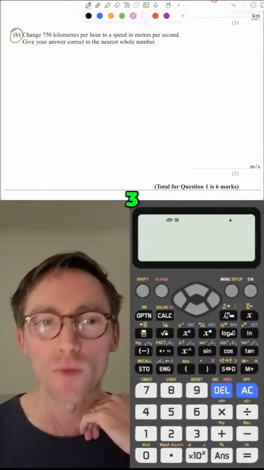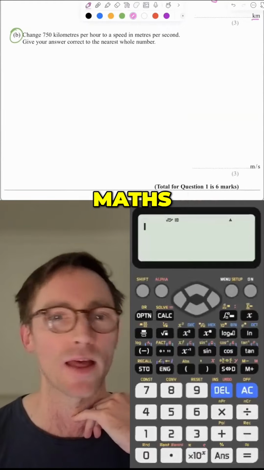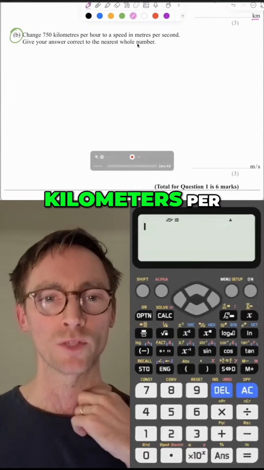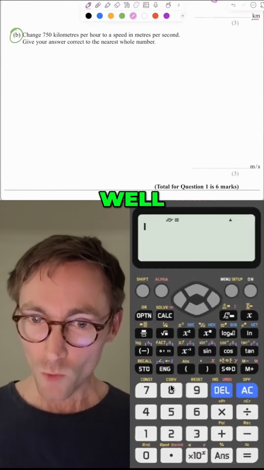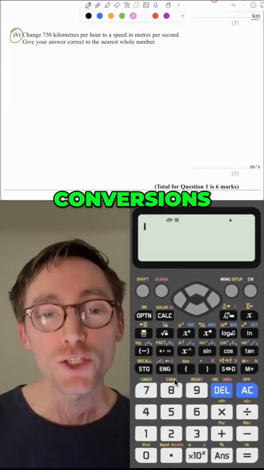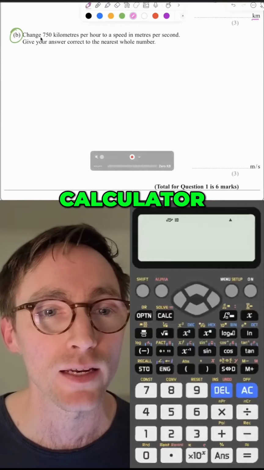Would you like 3 marks for free on your GCSE maths? Yes, here we go. How do you convert kilometers per hour into a speed in meters per second? Does anyone find this kind of thing annoying? Well, let me introduce you to the yellow conv. It stands for conversions, and we're about to do it on our calculators.